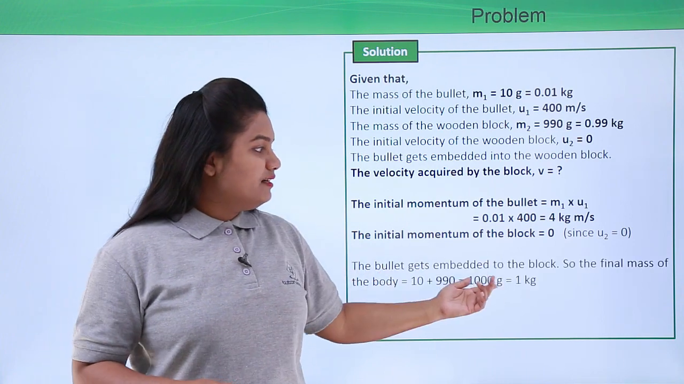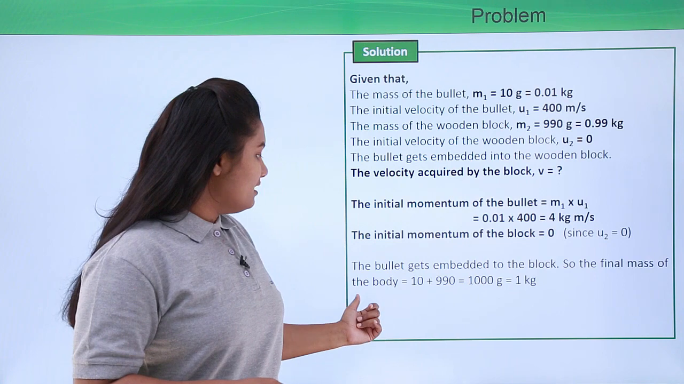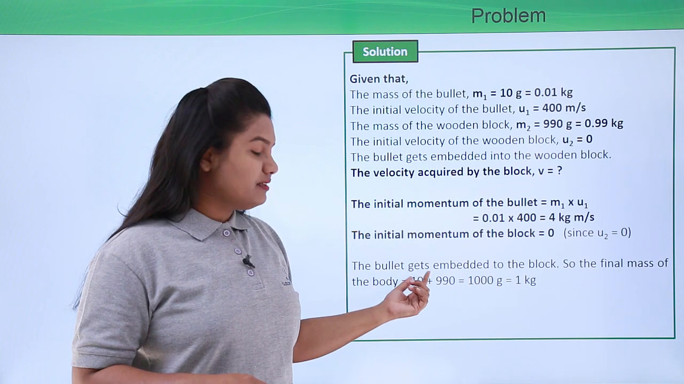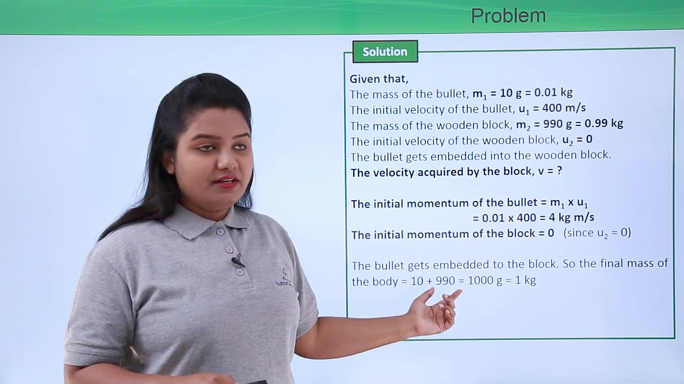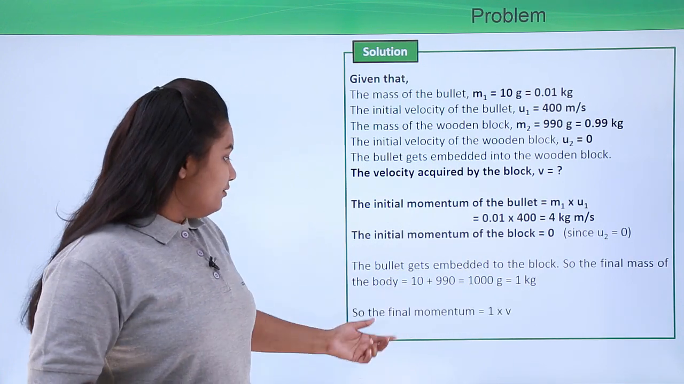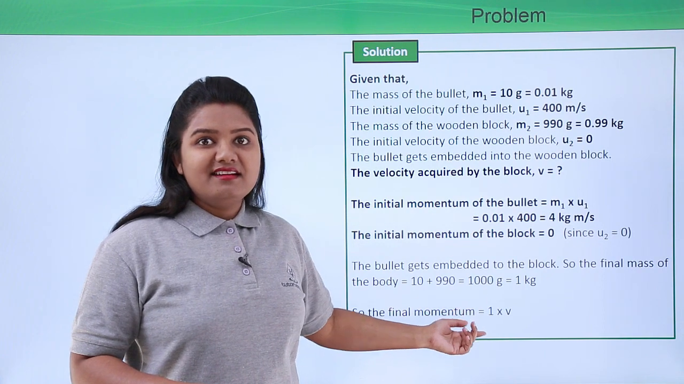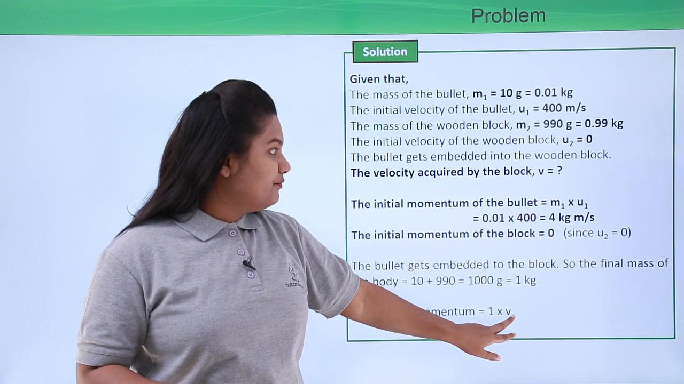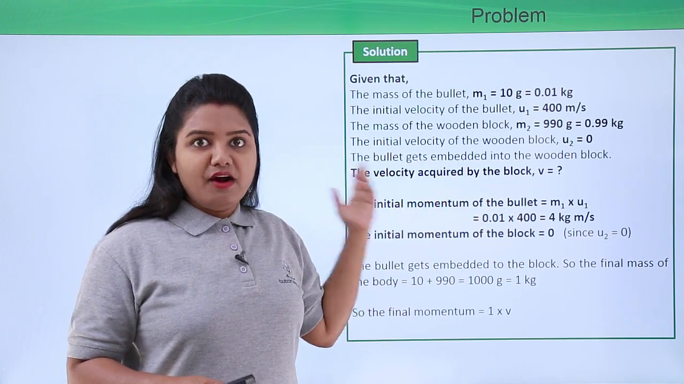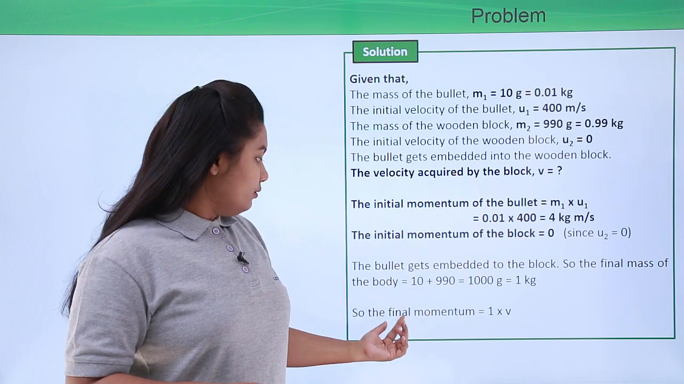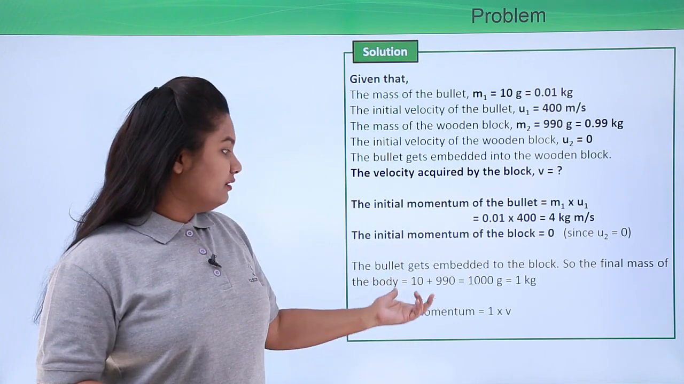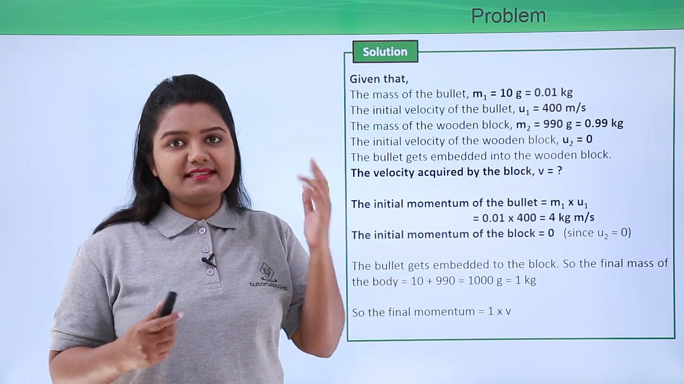Now the bullet gets embedded into the block. So the final mass of the body will be 10 grams plus 990 grams, the mass of the bullet plus the mass of the block, which gives 1000 grams, and that is 1 kg. So the final momentum is given by 1 kg multiplied by v. v we have taken as the velocity that the block acquires after the bullet gets embedded into it. So the final momentum of the system is 1 into v, which essentially means that the final momentum is v.